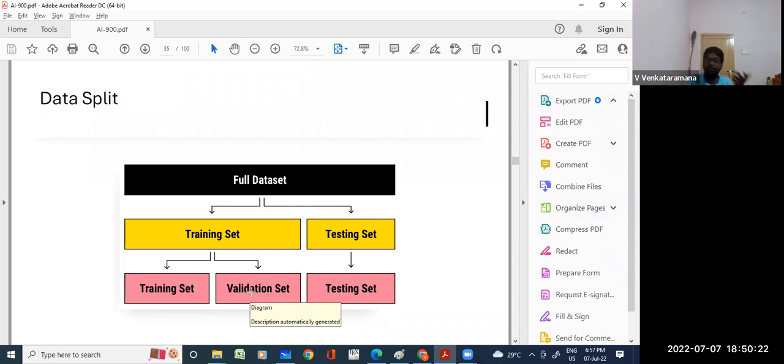But if there is no validation set, you have to train the model until 1,000 iterations. Only after that you have to test it. Then you can conclude whether to go back to training again, or go for real-time production, real-time deployment. Hope you understand, right?